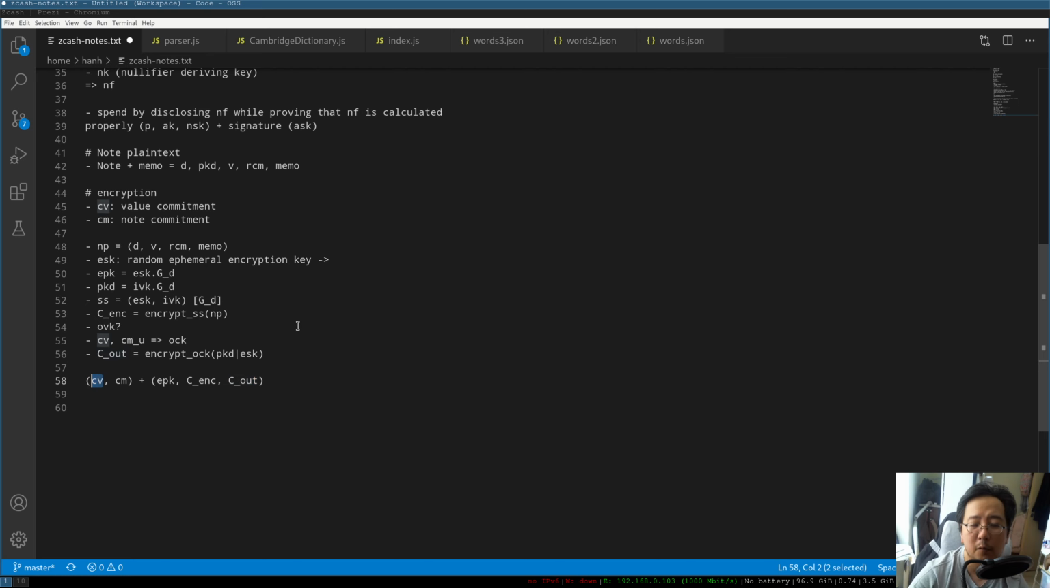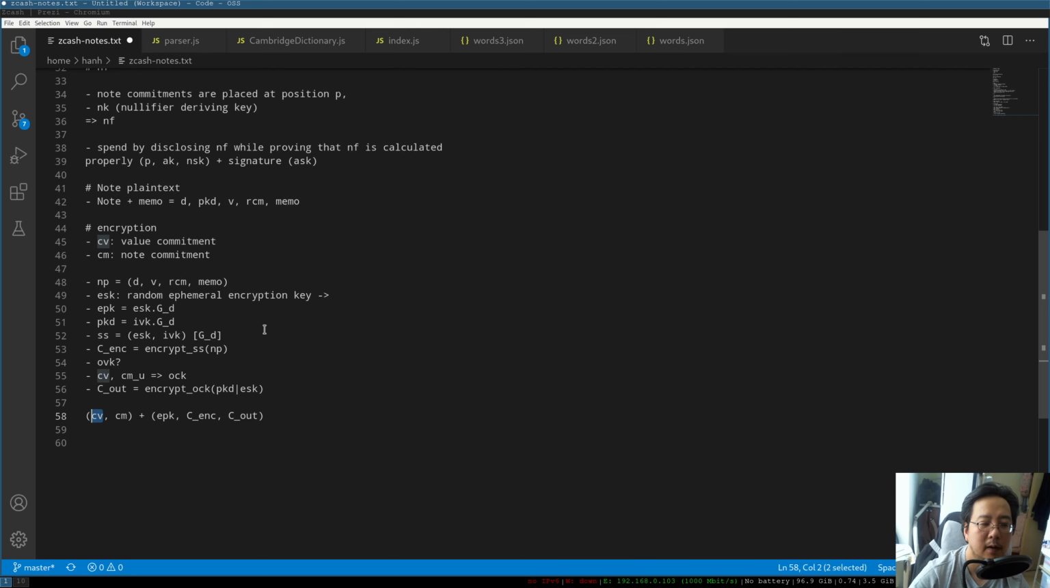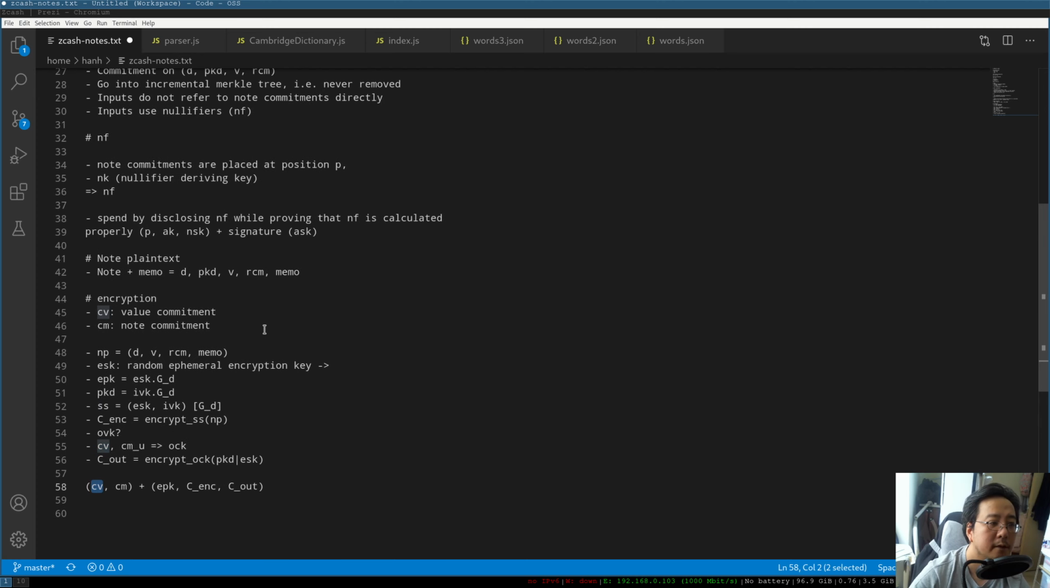Actually, CV is used on both sides. It's used on the spending side, so inputs, and also in the outputs. So inputs will have CV, nullifier, the anchor, and the signature. So that's a bunch of things. But CV, what is CV? CV is a commitment on the value.